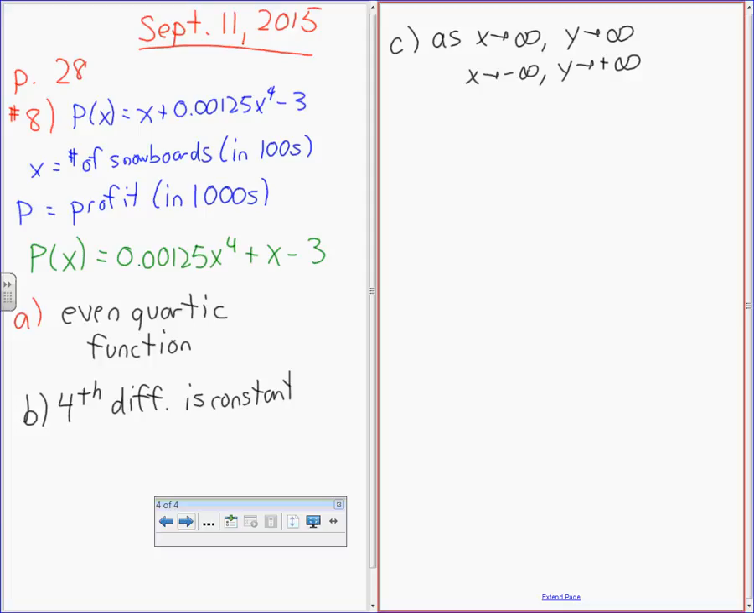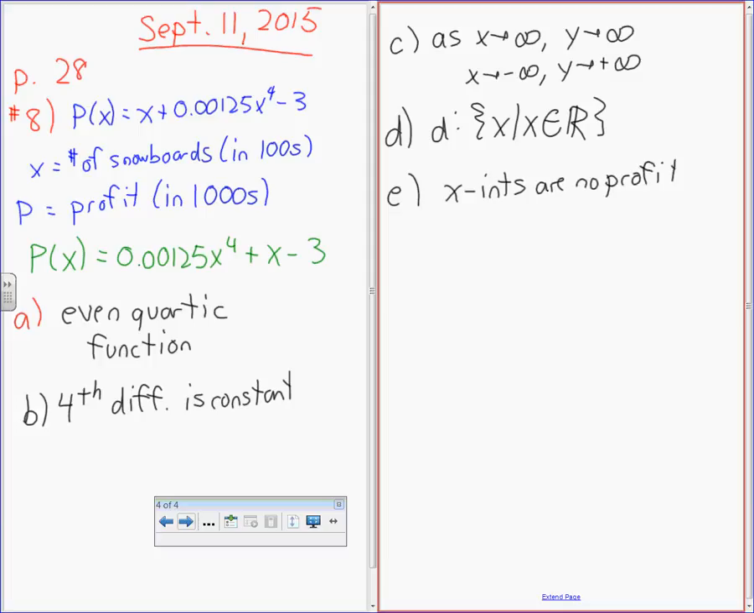So for D, I should say, x goes on forever, right? E. What do the x-intercepts represent? What are the x-intercepts going to be? This is just what I was talking about here. It's like the break-even point, so just from the profit. Yeah. So x-intercepts are no profit, or break even, no profit, they mean the same thing.